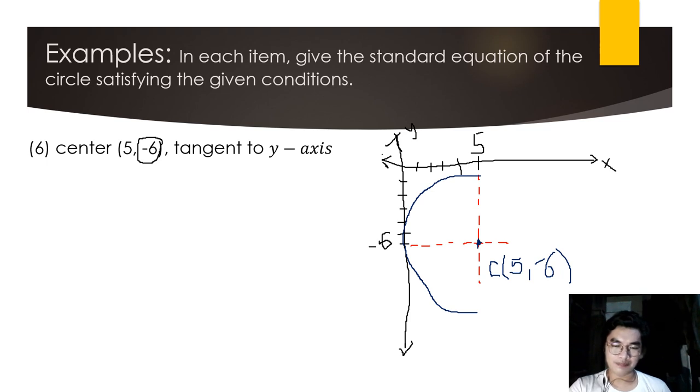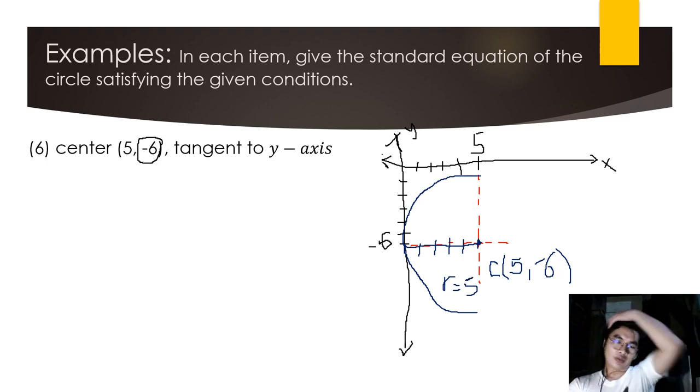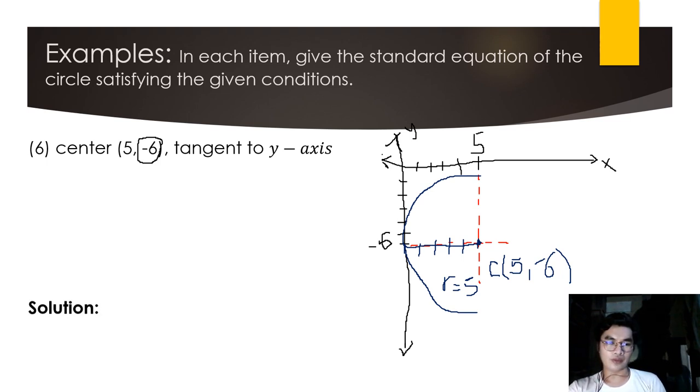Okay, so since this circle is tangent to the y-axis, we need to find the distance from the center up to the y-axis. So let us count. We have 1, 2, 3, 4, and then 5. So therefore, our r is equal to 5. Okay, so why do we need to get the radius or r? Because in the standard equation of a circle, two important things that we need to know are the center and then the radius.